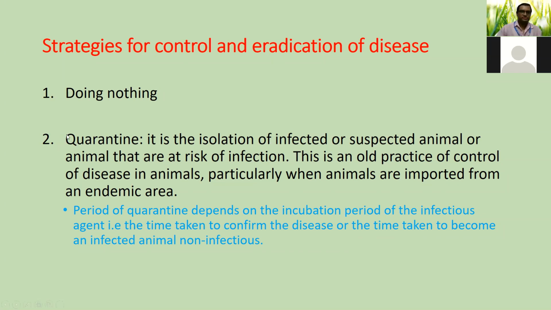Another method of control and eradication, which we all know during this pandemic, is the method of quarantine. This is a simple definition of quarantine: it is the isolation of infected animals, suspected animals, or animals which are at risk of infection. They are isolated.